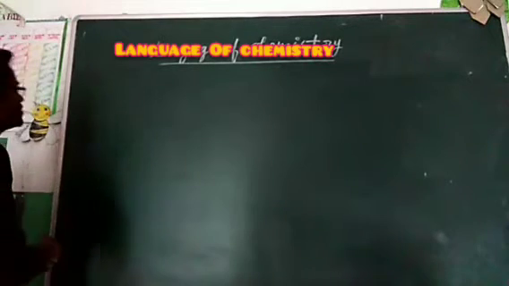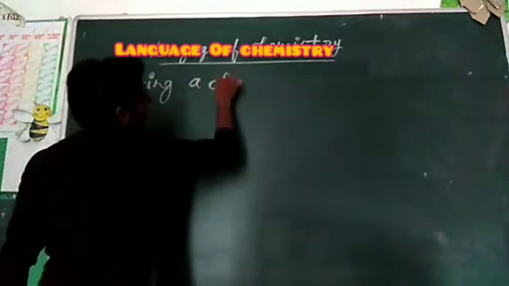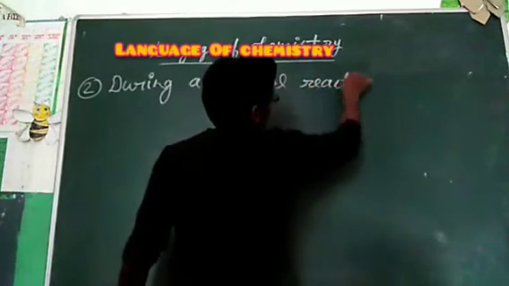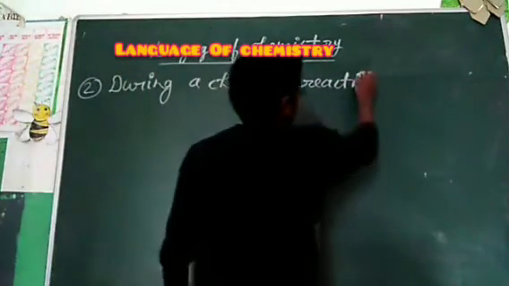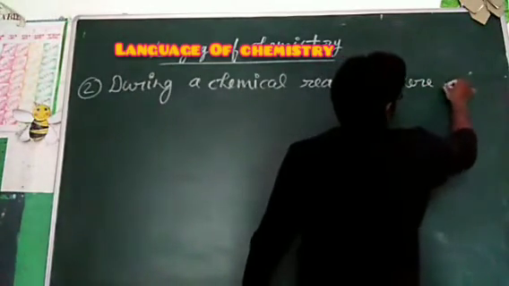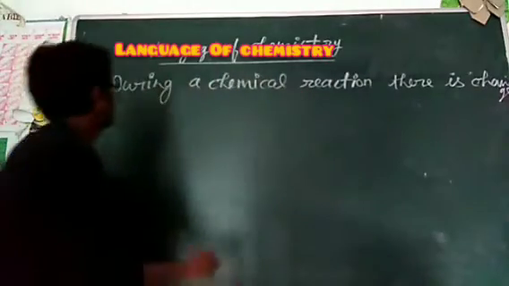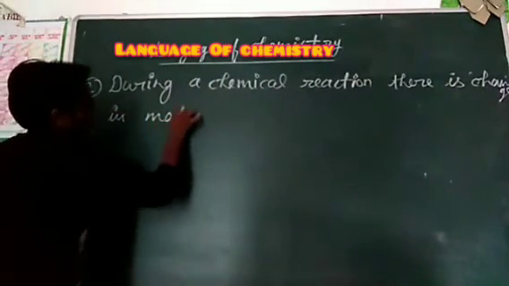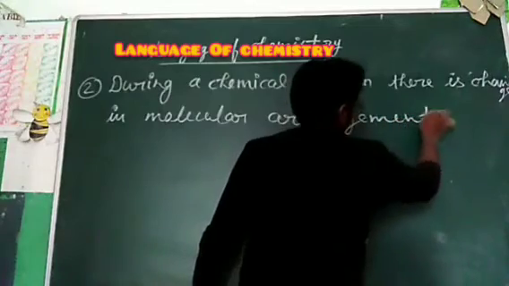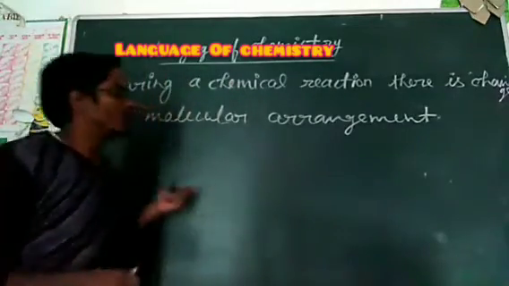Now the second property is, during a chemical reaction, there is change in molecular arrangement. So what is the molecular arrangement? What is the meaning of this molecular arrangement?